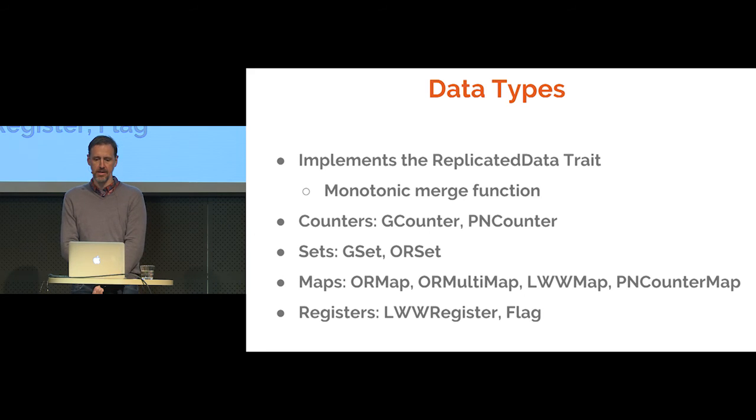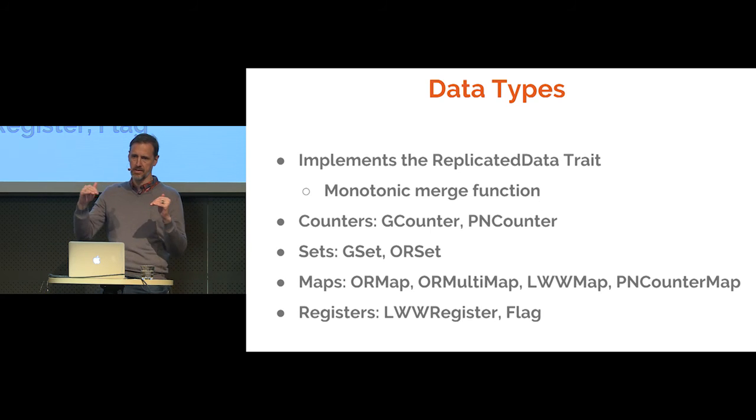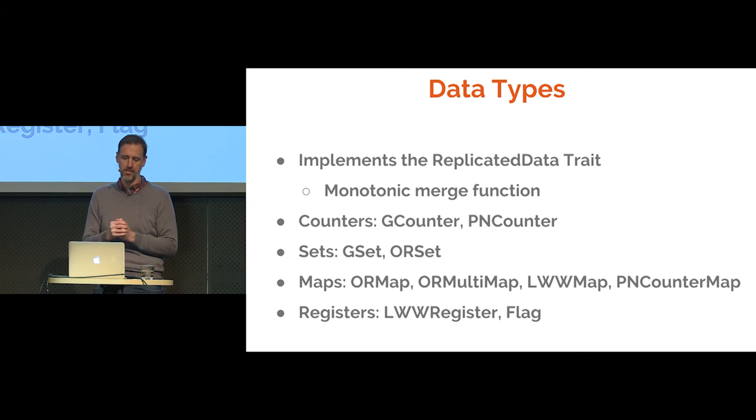Akka distributed data currently only supports some of the CRDTs that are available today. They all implement the replicated data trait, so they have a monotonic merge function. Right, so this is a common data trait with a common merge function that basically tells me how I'm going to merge my values. What's supported today is grow-only counters, positive-negative counters, grow-only sets, observe-remove sets, maps, and registers.